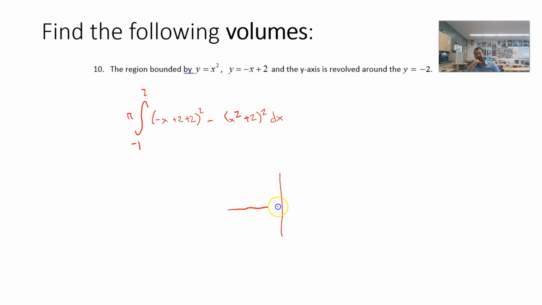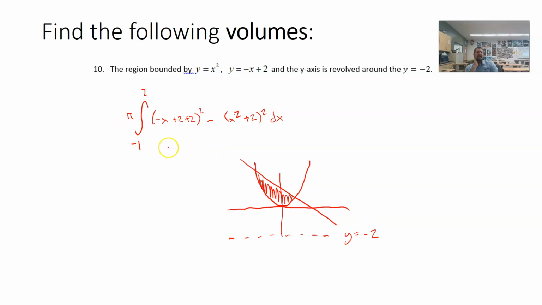Okay, so when we think about this, I've got y equals x squared, that looks like this. Y equals negative x plus 2 ends up looking like that. The graph's not exactly right, but that's what it looks like. I find out that it goes from x equals negative 1 to x equals positive 2. I'm revolving that around this line down here, so I'm revolving around y equals negative 2.